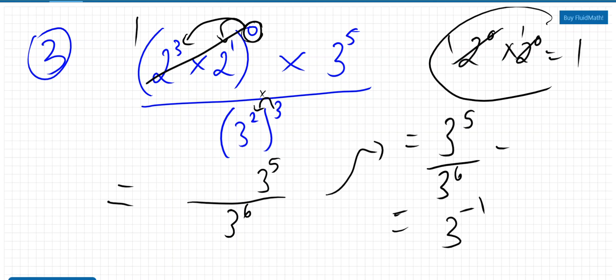So keep practicing the index laws. They can get tricky at first, but the more you practice, the easier it gets. Thank you.